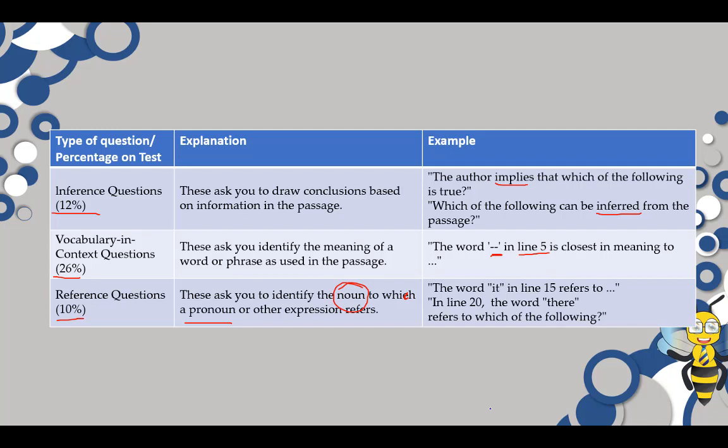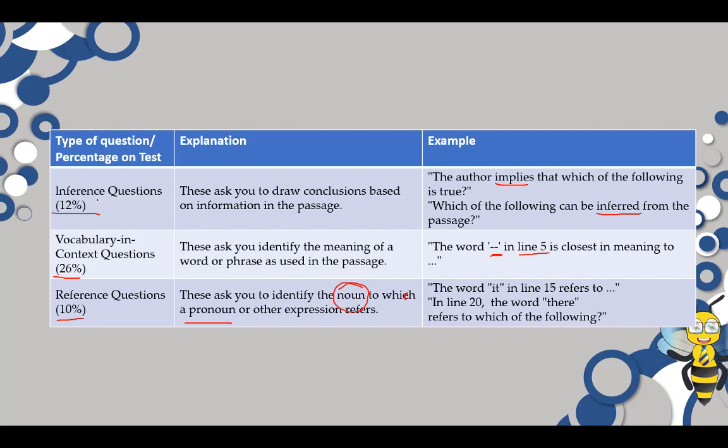Now, we also have these three types of questions. Inference questions are 12% of the questions. Then the 26%, as you can see, is the highest percentage: vocabulary in context questions. And finally, we have reference questions.